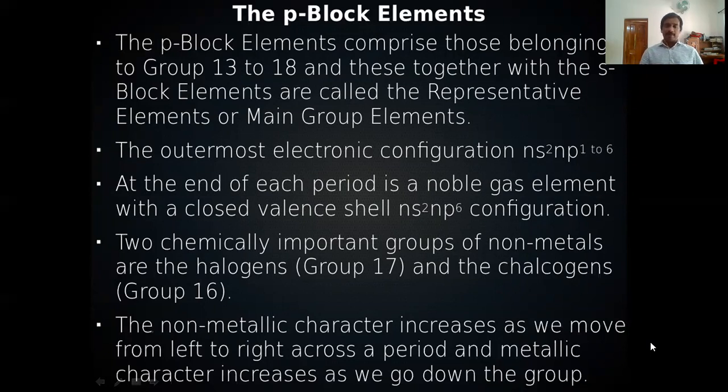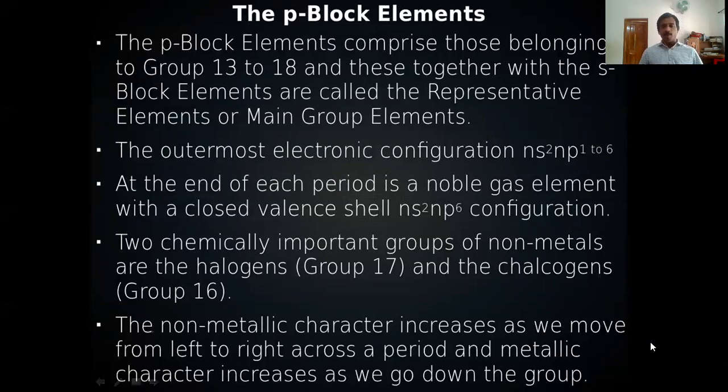For group 13, it is ns2 np1, but group 18, it is ns2 np6. So we can write the general electronic configuration as ns2 np1 to 6. At the end of each period is a noble gas element with a closed valence shell, ns2 np6 configuration. Noble gas, the general electronic configuration, we already mentioned it. I think it is clear to you.